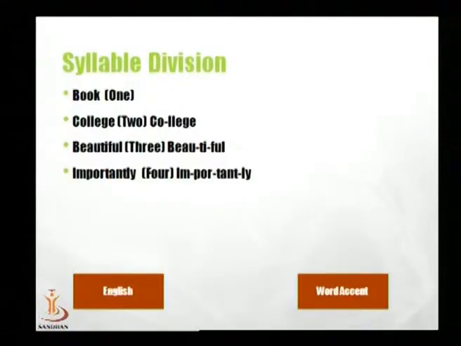What about 3-syllable words? Come on, I have a simple word, a word you love. Beautiful. Beautiful. So you've got 3. Can you think of other 3-syllabled words? Of course you can. I've given you many examples, but I'm sure you can also think about it. And then for importantly. Importantly. Can you get the division, my dear students?